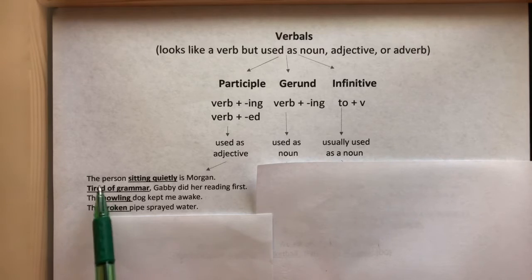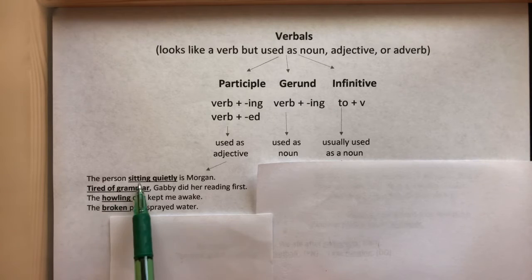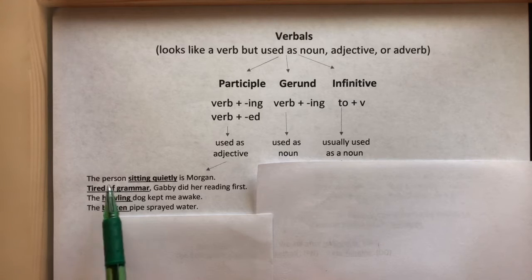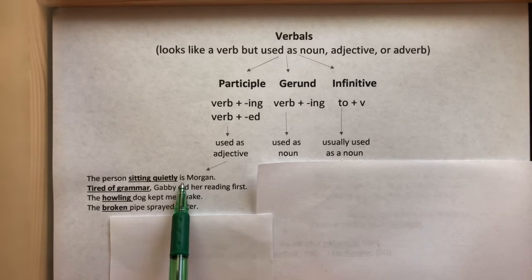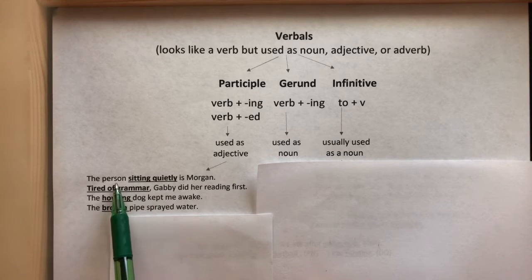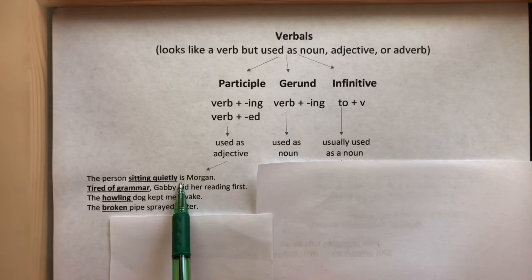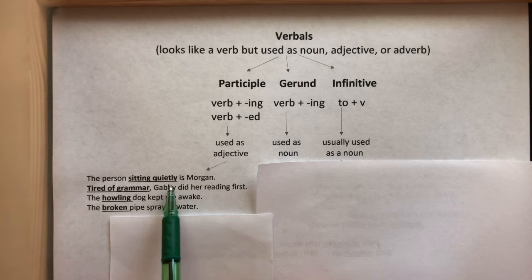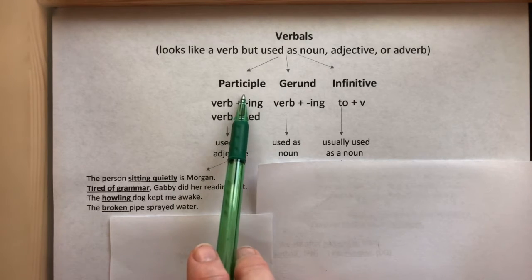Look at the first one. The person sitting quietly is Morgan. Now, if we wanted to figure out what the verb is and what the verbal is, we have to first look at the subject. Who or what is this sentence about? It's about person. So the subject of the sentence is person. What does the person do? The person is. Now, yes, the person is sitting quietly, but you would not say person sitting quietly. Sitting quietly describes this person. So the subject is person, the verb is. This sitting quietly is a verbal, and it is a participle.